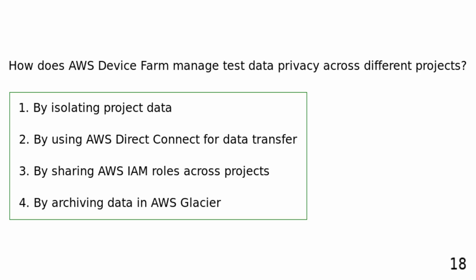By isolating project data. By using AWS Direct Connect for data transfer. By sharing AWS IAM roles across projects. By archiving data in AWS Glacier.